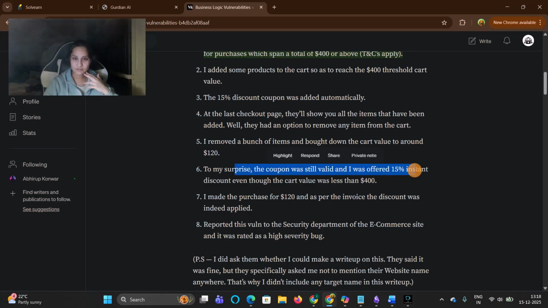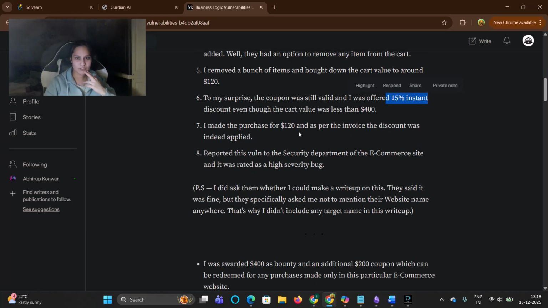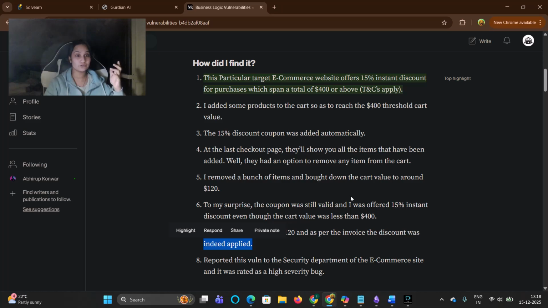To my surprise, the coupon was still valid and I was offered the 15% instant discount, even though the cart value was less than $400. Look, guys, that is what I mentioned in the start, that instinct raising up and saying it could be something. I made the purchase for $120, and as per the invoice, the discount was indeed applied, which is definitely a business logic flaw. Because if it is automatically applied, it should automatically be removed as well, or that coupon code should not be valid, because the threshold was mentioned to be $400, which doesn't make sense if it still applies afterward.